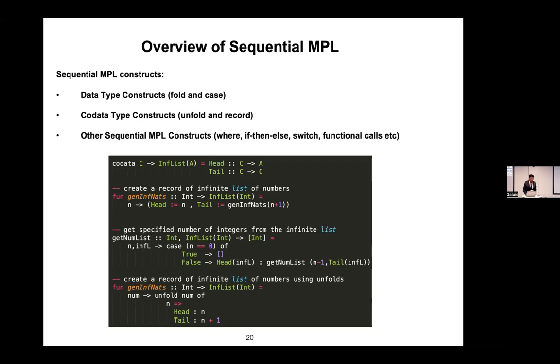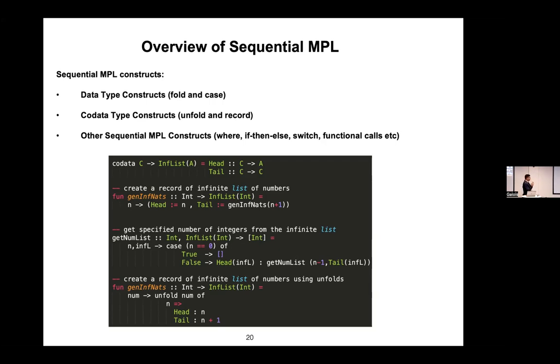So there is a perfect symmetry between data types and codata types here. Like we had built-in folds for data types, we have built-in unfolds for codata types. So here again, if you compare these, there isn't a recursive call in unfolds because that is taken care of in the case of.